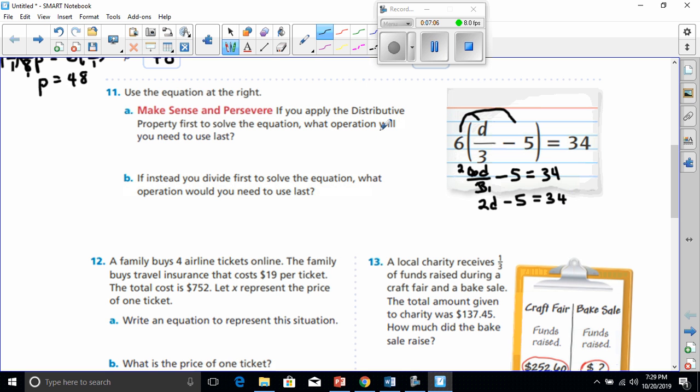Now it's asking us what operation we do last. Well, of course, the first thing I'm going to do when I solve this is going to be to add 5. If I add 5 to both sides, that would give me 2d equals, well, this looks like 39. Now I would have to divide, everyone see that? I'd have to divide 2 into 2d. So what operation would I need to do last? Divide.